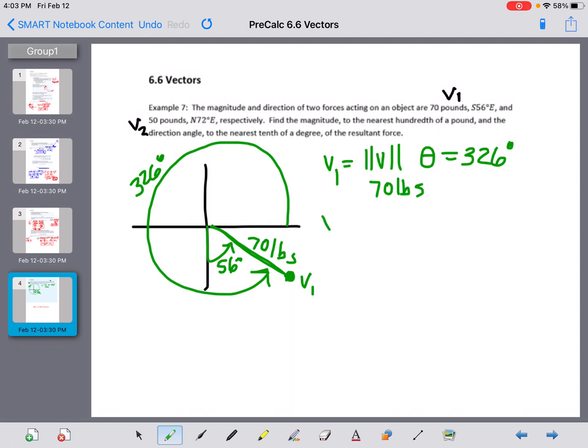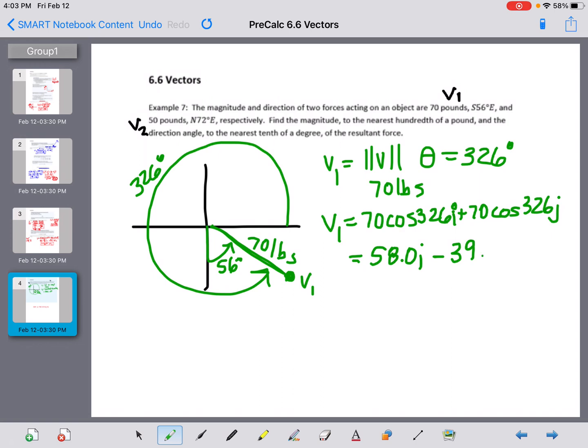So for vector 1, I'm going to do 70 times the cosine of 326, and that's going to be my I, plus 70 times the sine of 326, and that's going to be my J. Plug that into my calculator. Because I'm in degrees, I want to be in degree mode, so 70 times the cosine of 326 gives me 58.0 I. 70 times the sine of 326, again degree mode, negative 39.1 J. So there's my vector 1 in vector format.